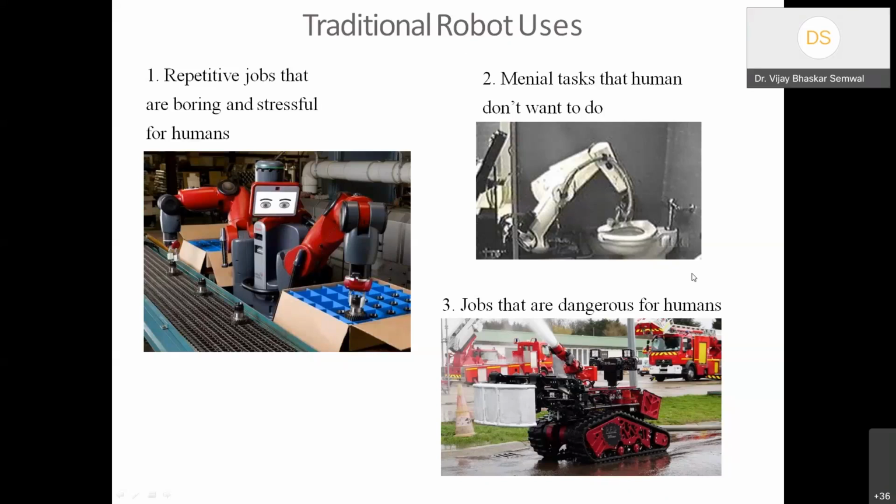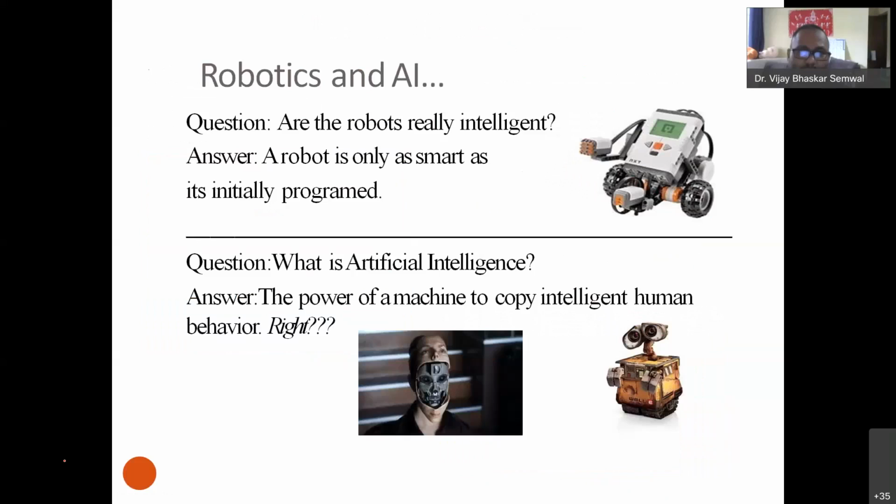So there are repeated jobs, which are boring and stressful for humans; manual tasks that humans never want to do, like cleaning toilets; and jobs that are dangerous for human beings, for their safety. So these were the traditional tasks which human beings expected from robots.